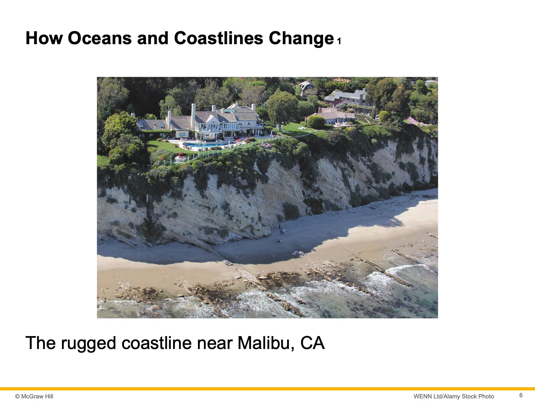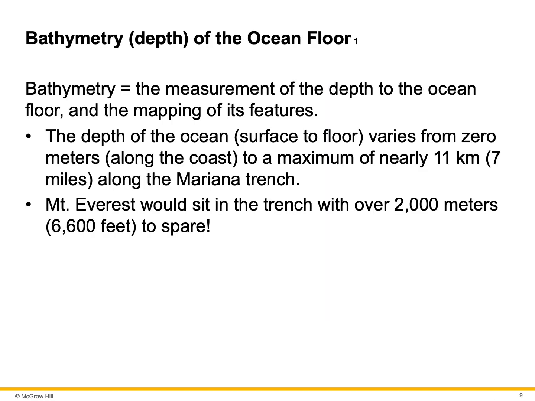From what you learned about plate tectonics, would you expect the depths to be the same throughout the world's oceans? The depth of the ocean, surface to floor, varies from 0 meters along the coast to a maximum of nearly 7 miles along the Mariana Trench. Mount Everest would sit in the trench with over 2,000 meters to spare. More than 1,500 people have stood atop Everest, and only 2 have visited the deepest region of the ocean floor.